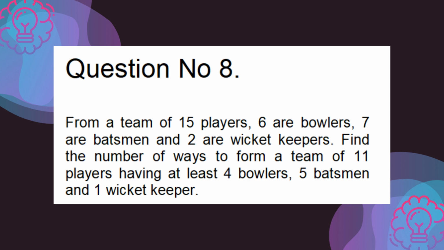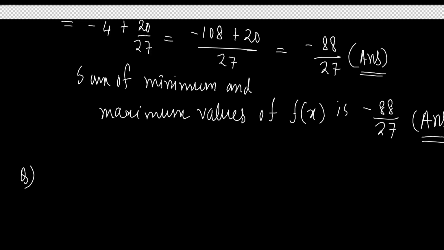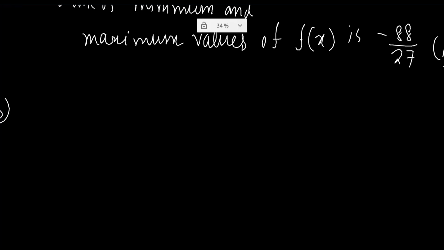So it is given that it is a question from PNC, that is permutation combination. From a team of 15 players, 6 are bowlers, 7 are batsmen, and 2 are wicket keepers. Find the number of ways to form a team of 11 players having at least 4 bowlers, 5 batsmen, and 1 wicket keeper. So actually, this is a very simple question.